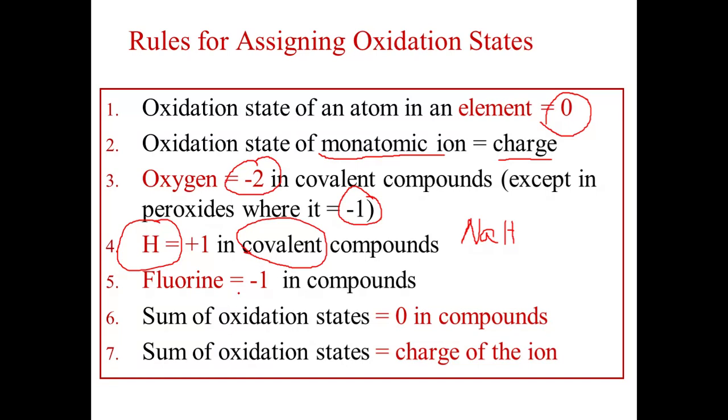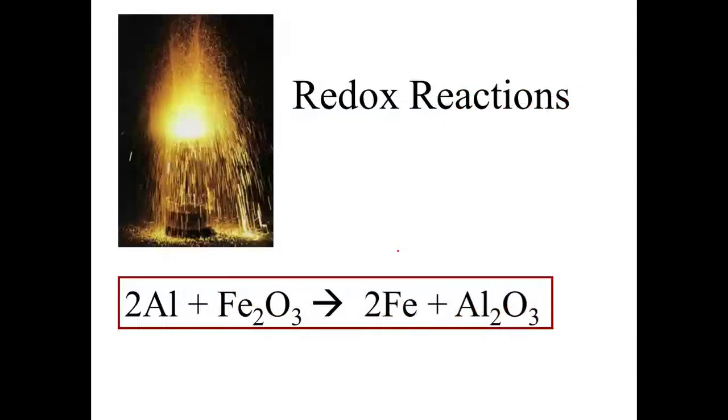Fluorine, your highly electronegative element, is given a -1 in its compounds. And then your oxidation states have to add up to 0 in a neutral compound, and to the charge of the ion if it is a charged species. So we will practice assigning those oxidation states. Again, 0 for elements. You've always figured out oxidation states. When you named this iron(III) oxide, you knew what charge it had. Neutral atoms have a 0. And of course, that's aluminum with the +3 and the oxide ion with the -2.